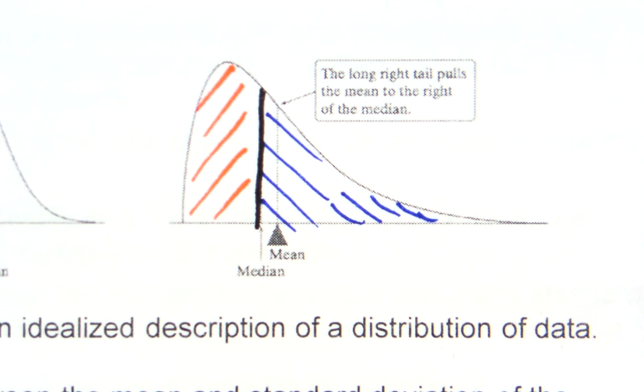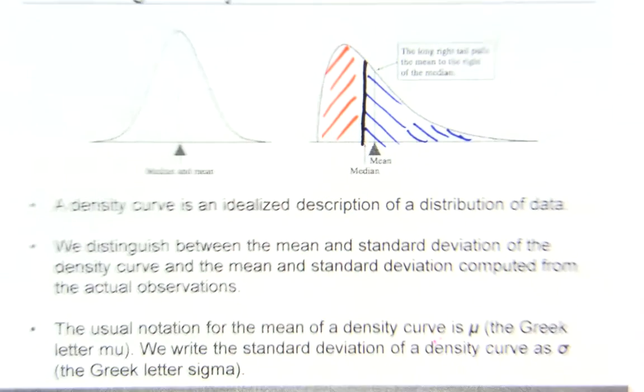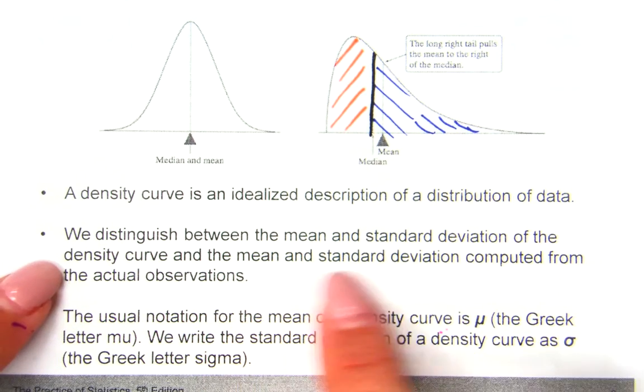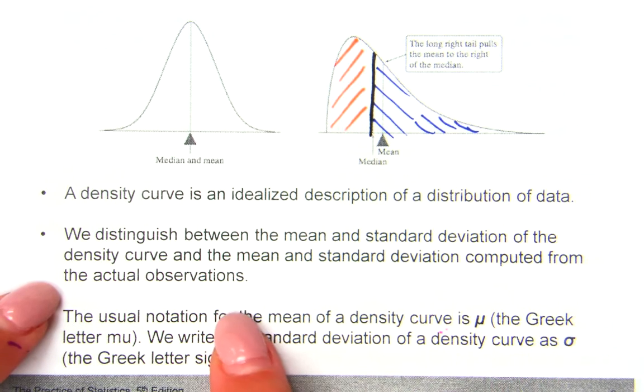And your mean gets pulled towards your tail. And it would be the same thing if you had a left skewed, it would just be flipped. All right. We distinguish between the median, the standard deviation of the density curve, and the mean and the standard deviation computed from the actual observations.